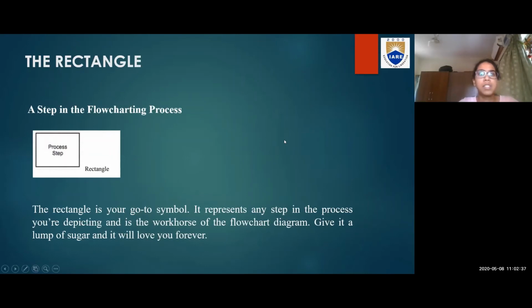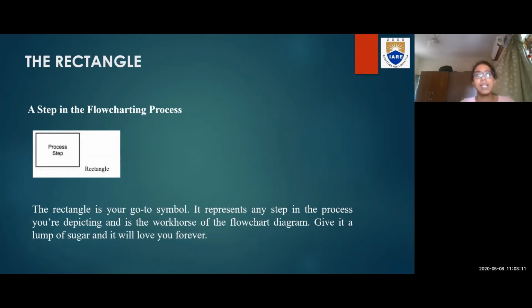Now, coming to the second symbol being the rectangle. Now, a step in the flowcharting process. Rectangle, the process step. Now, this is the most important step in the whole flowchart concept, as it shows how to write. We actually write information into this step. That is your rectangle. Like as I am giving the example of how to make tea. Now, when you're writing your instructions about how to make tea, then you have to use this process step. That is, write all your instructions in the rectangle.